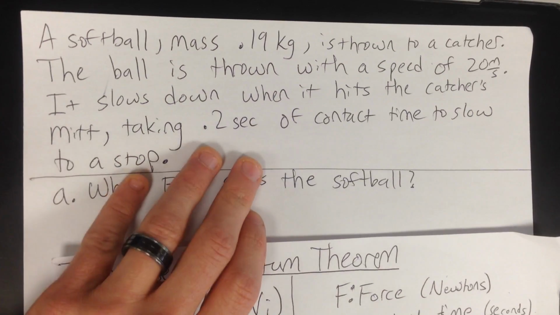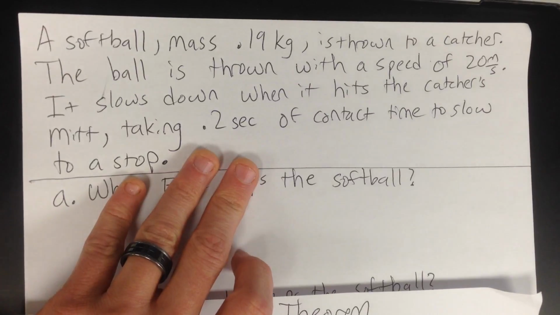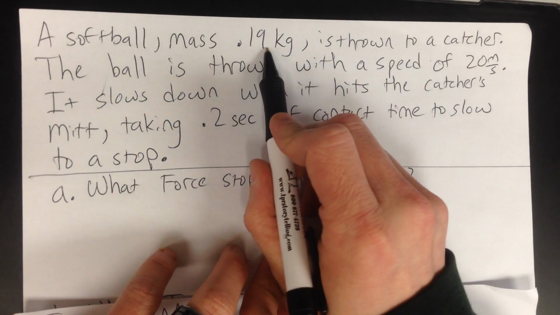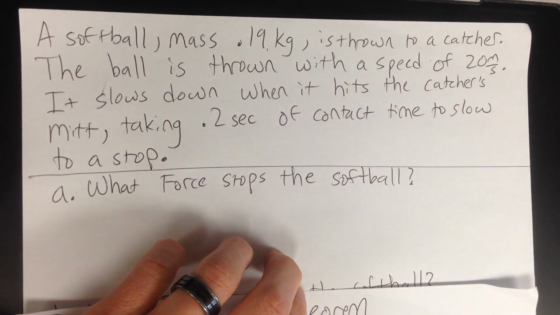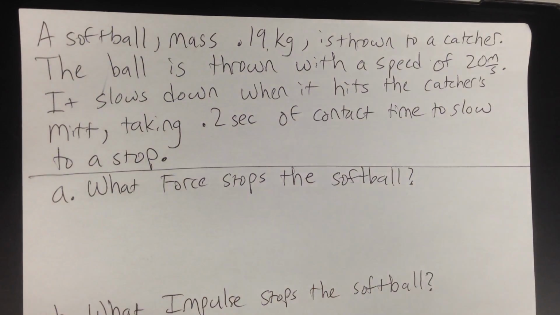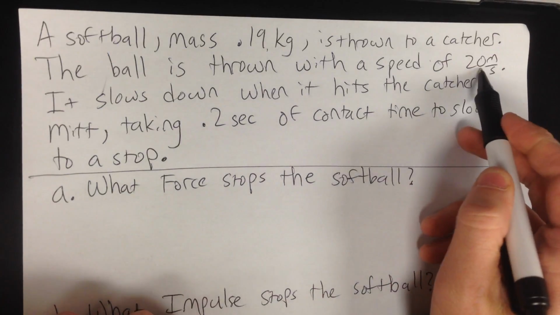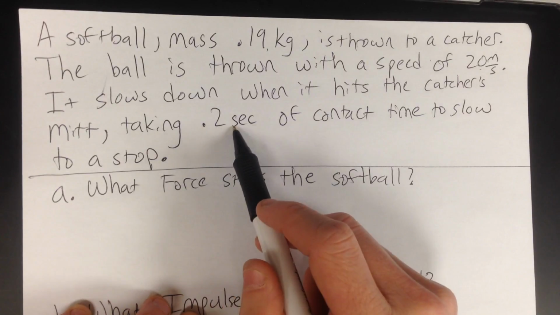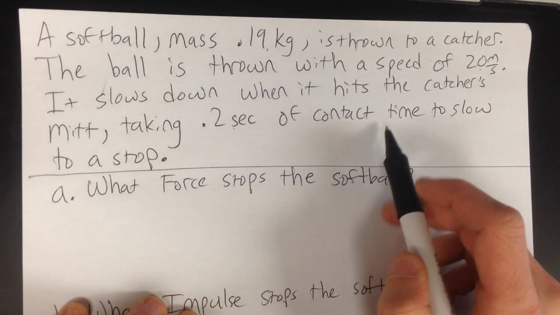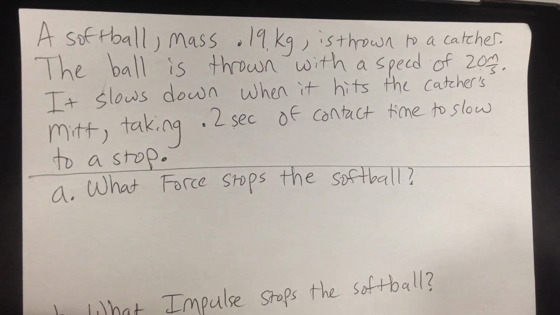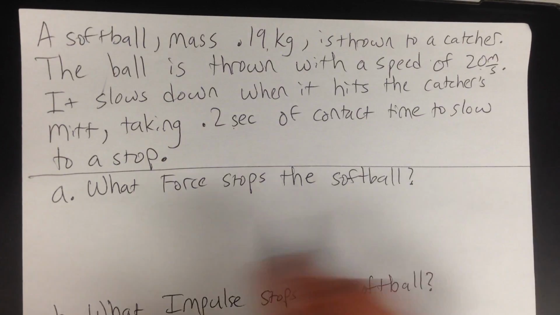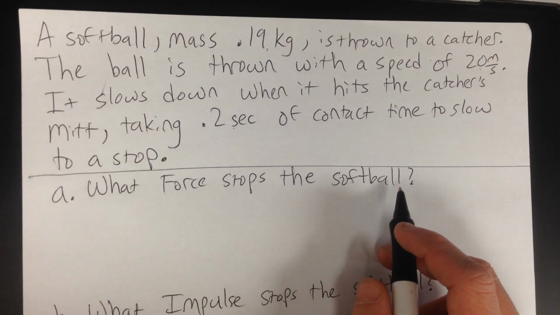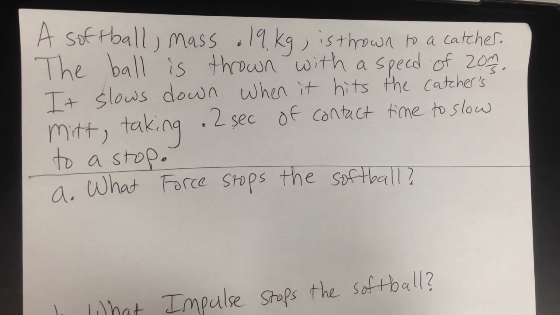Alright, and we're going to do an example problem with the impulse momentum theorem. Alright, so it says a softball, and they give you a mass, 0.19 kilograms, is thrown to a catcher. The ball is thrown with a speed of 20 meters per second, and it slows down when it hits the catcher's mitt, taking 0.2 seconds of contact time to slow to a complete stop. They ask you what force stops the softball. What force is applied by the catcher's mitt to stop the softball?